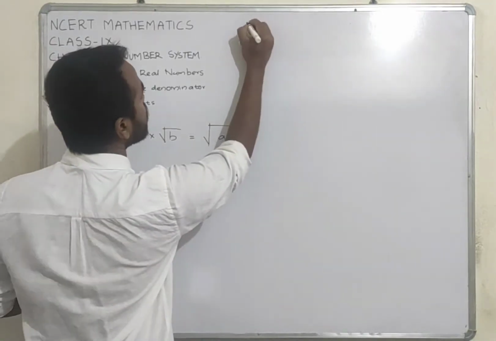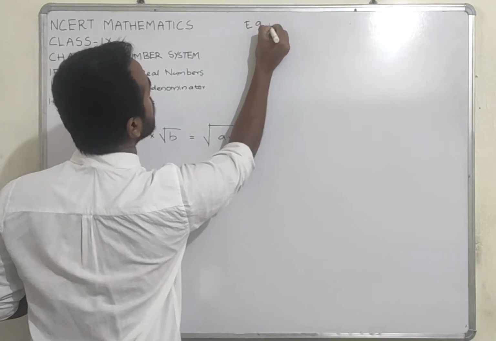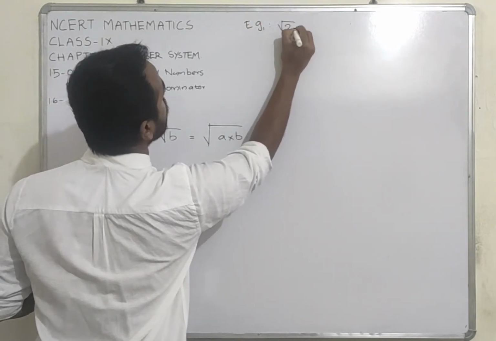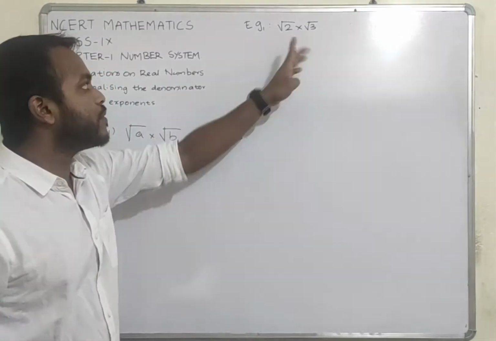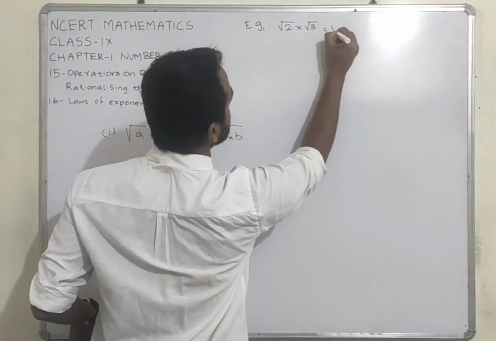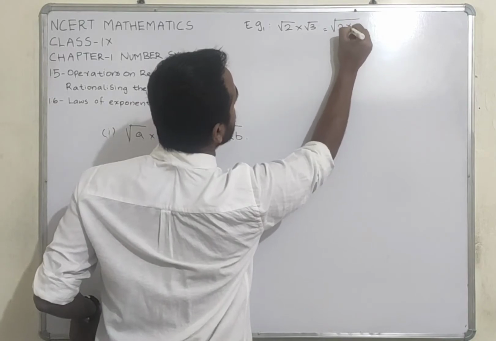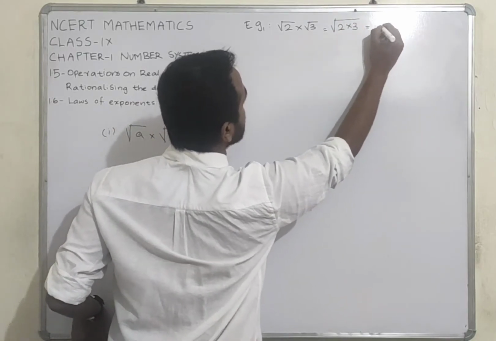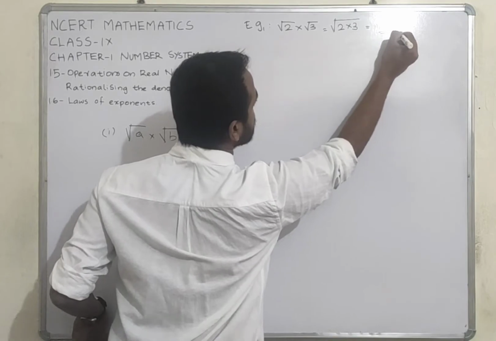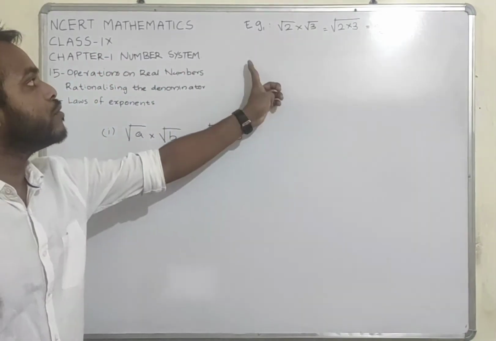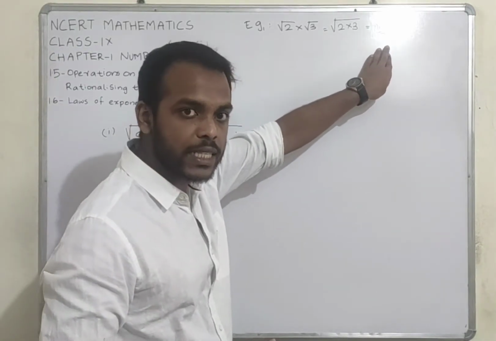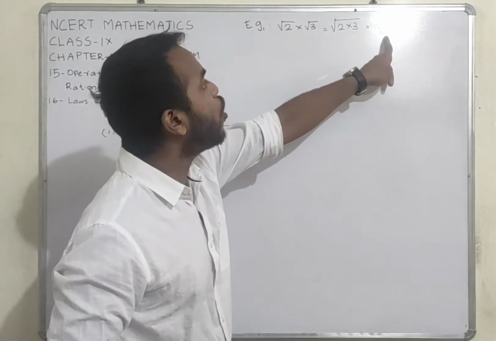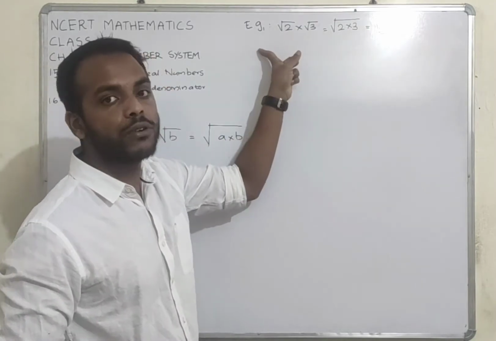We'll see an example. Here goes an example. Suppose we want to multiply root 2 into root 3. This is the problem that we need to solve. Then this can be written as root of 2 into 3. What is root of 2 into 3? It is root 6. Now, we need to be aware of the converse also. That is, root 6 can be factorized or split as root 2 into root 3.